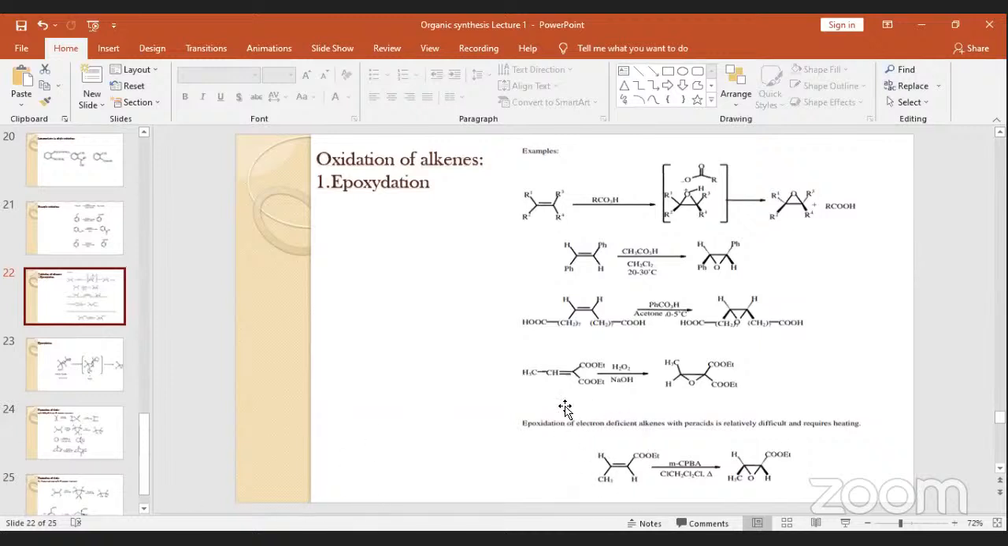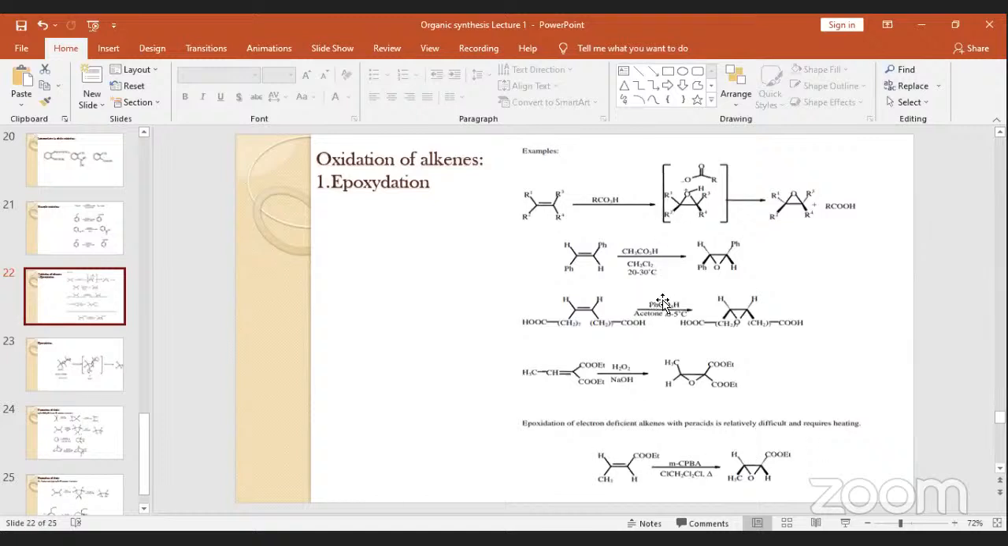So epoxidation of electron deficient alkenes with peracids is relatively difficult and requires heating. You know, this is a simple reaction and in fact does not require heating. Alkenes are quite reactive because they are electron rich. But if they are conjugated with electron withdrawing groups, they become electron deficient because some of the electrons are drawn towards this electron withdrawing group. So like this it will go, and this will generate an electron deficient carbon center here. That will be attacked by HOO minus, and then OH is eliminated to give you the corresponding epoxide. So it's relatively difficult. However, we can still make it by heating.